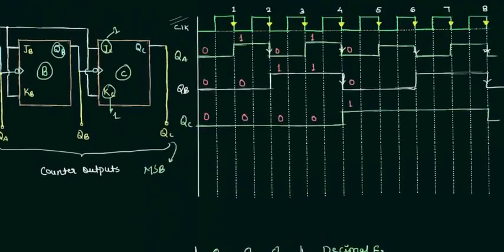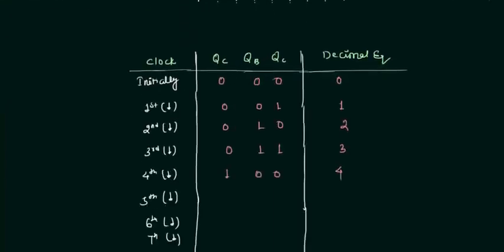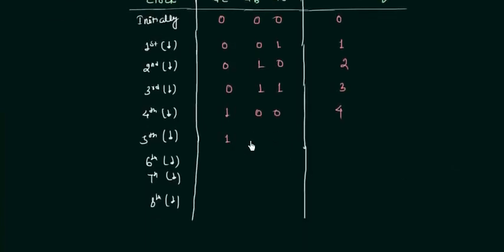Now for the 5th falling edge we will repeat the same procedure: 1, 0, 1. For the 6th I have 1, 1, 0. For the 7th I have 1, 1, 1, and for the 8th I have 0, 0, 0. So I will quickly write down all these values. This is the equivalent of 5, 6, 7 and 0.